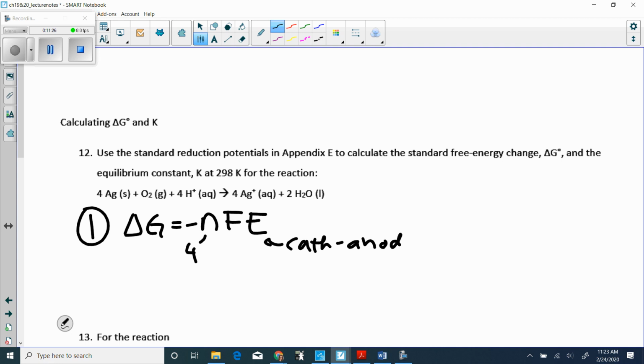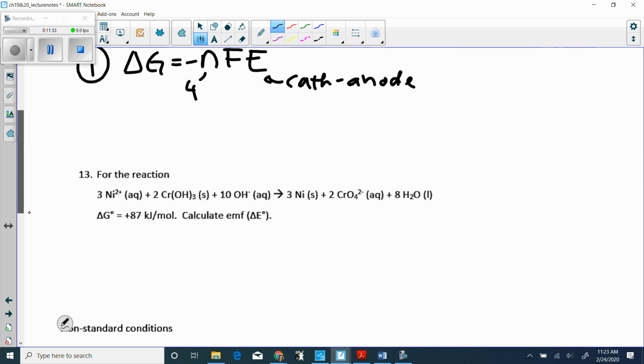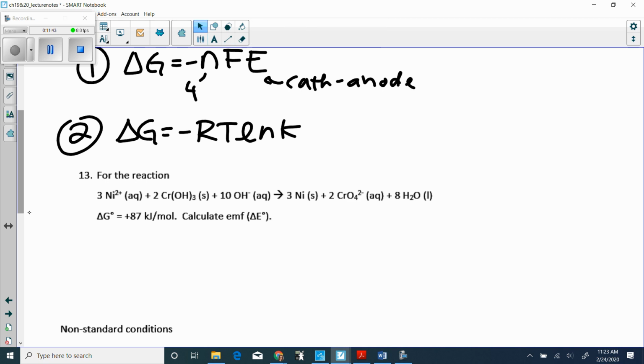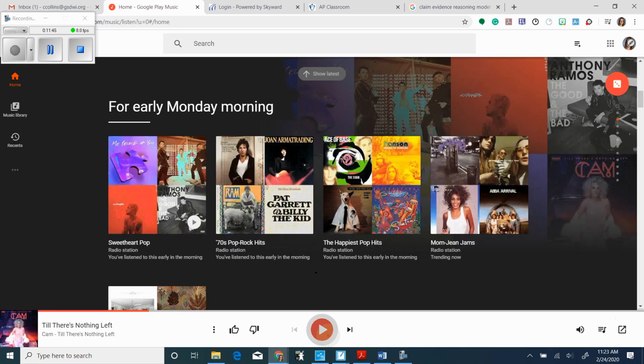So if you couldn't match your letters last time, match your letters now. And then after that, you need to solve for K. Our only equation we have for K is ΔG = -RT ln K. So you're going to do ΔG equals negative RT ln K to solve for K. Okay? Ready, set, and go.